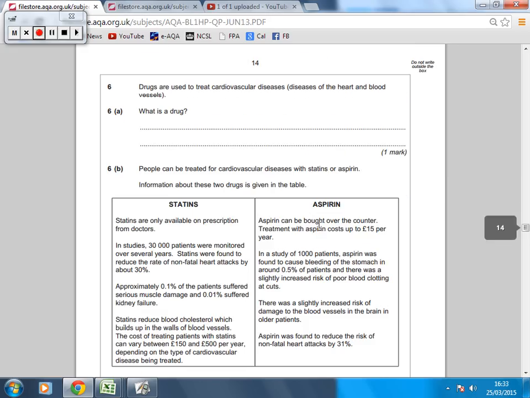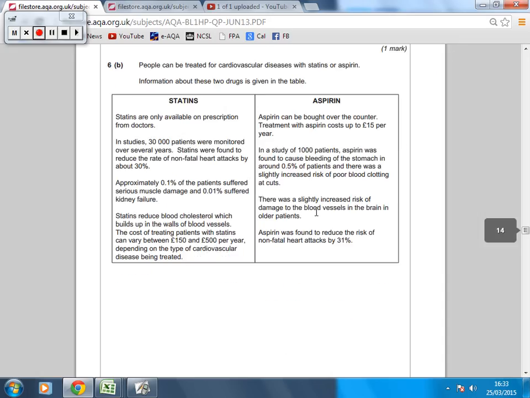Next one, this is a very standard type of question for a biology paper. A load of information, and then you've got to pull out some ideas and some points to make from that information. It says, drugs are used to treat cardiovascular diseases. That's diseases of the heart and blood vessels. What is a drug? So define a drug. Remember, this is a higher tier paper, so put down a good quality definition.